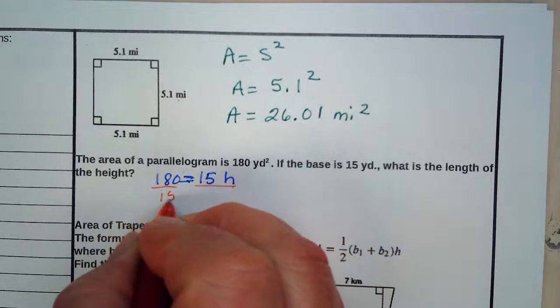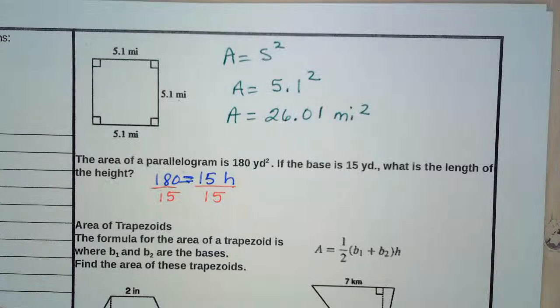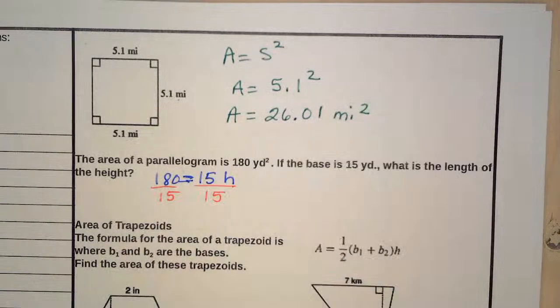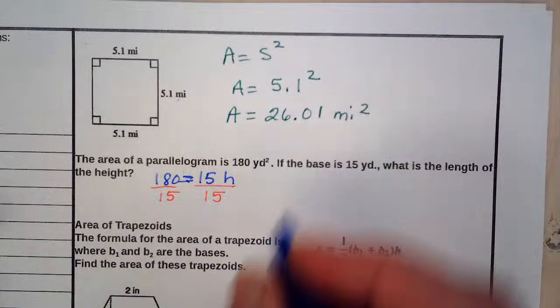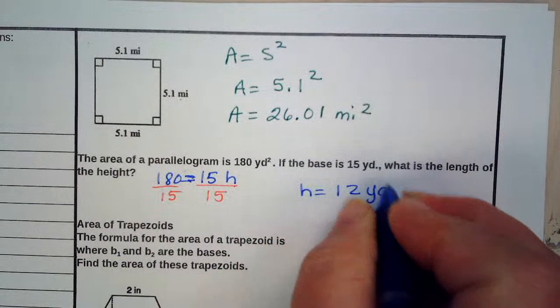Divide both sides by 15. Okay, 180 divided by 15, and I end up with 12. So my height will be 12, and that will be yards.